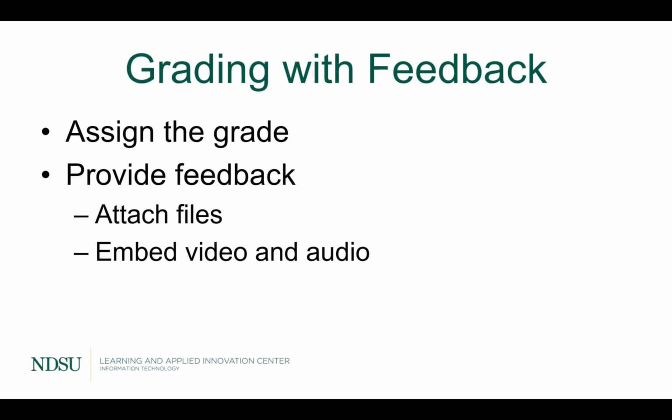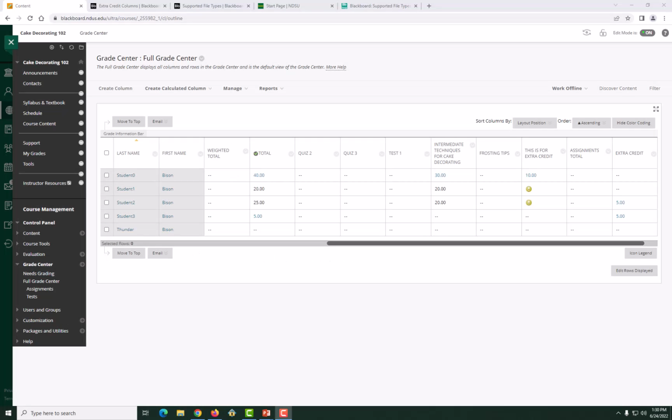Let's look at an assignment and give it a grade and some comments. In the Grade Center, you will notice a couple of things. The first thing is, the Grade Center that has ungraded assignments are marked with a yellow icon. Click the drop-down icon for the assignment to be graded and click Attempt.